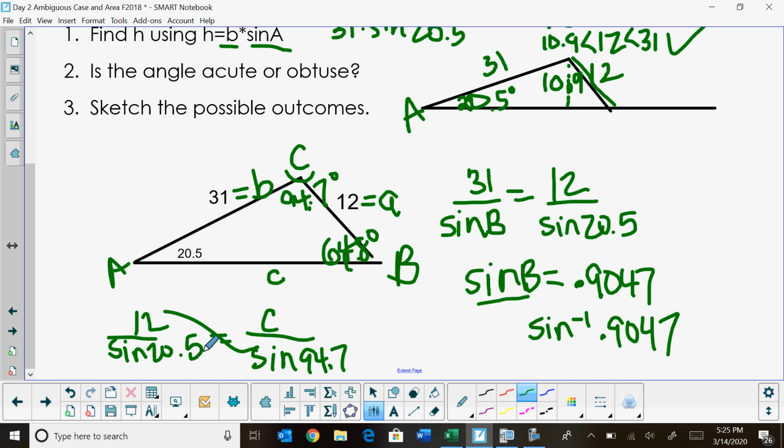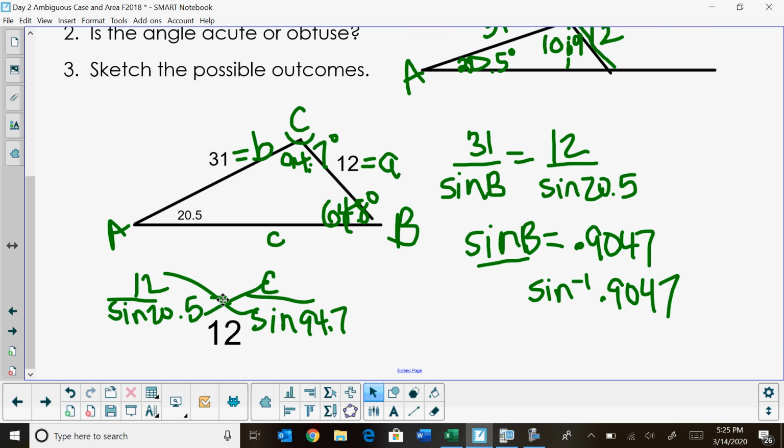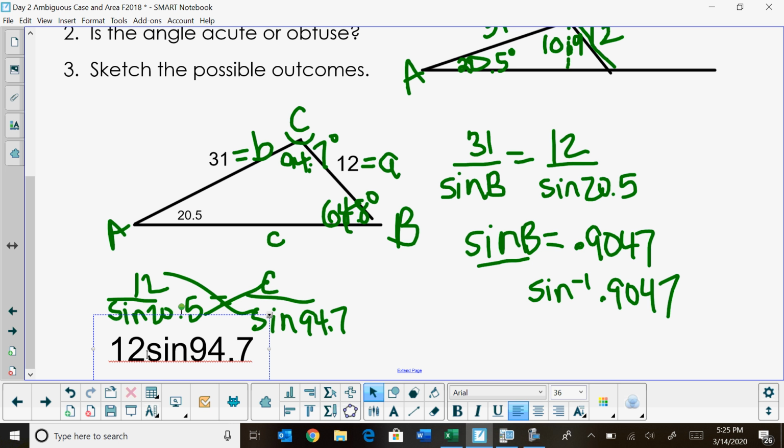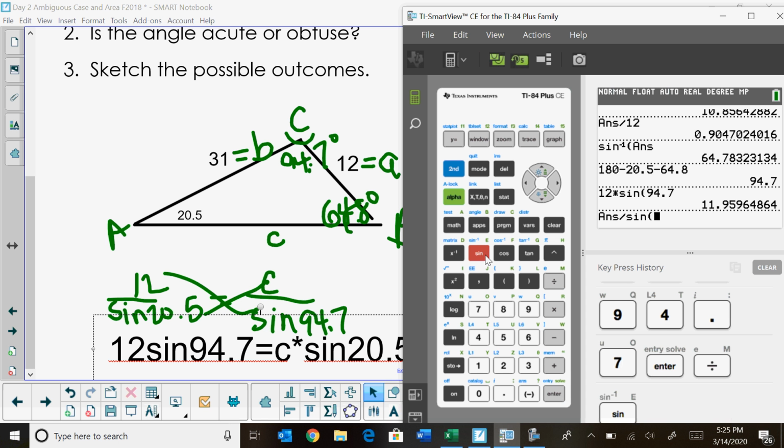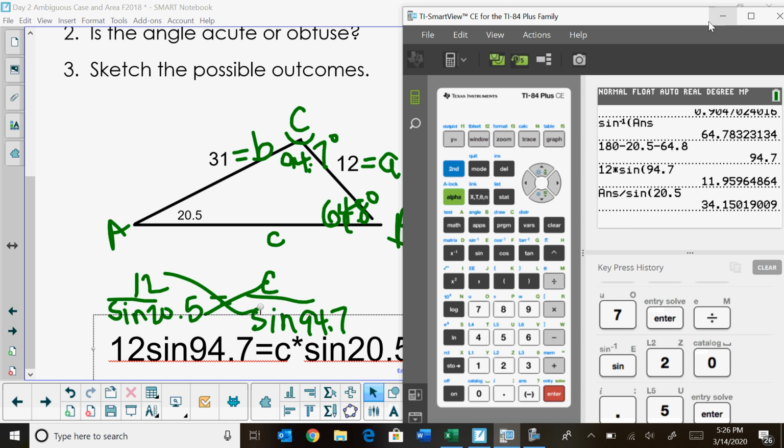12 times sine of 94.7, and that's equal to, so let's type that up. So 12 times sine 94.7 is equal to C times sine of 20.5. So we're going to end up multiplying this together and then dividing by sine of 20.5. So let's grab our calculators. 12 times sine 94.7. Get that answer. Then divide it by sine of 20.5. And that should give us side C, which is 34.2.